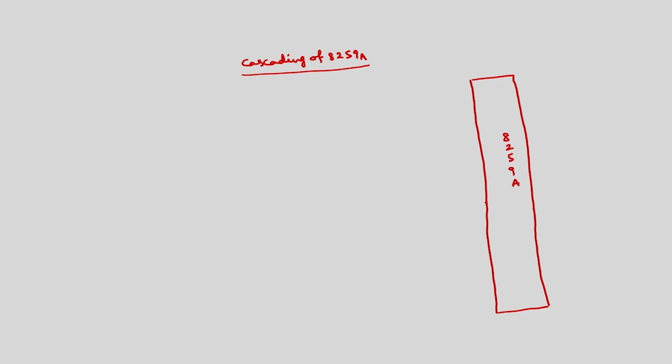Here, one master has to be present. If I call this one a master 8259, we know that this will have IR0 to IR7 interrupt requests: IR0, IR1, IR2, IR3, IR4, IR5, IR6 and IR7.